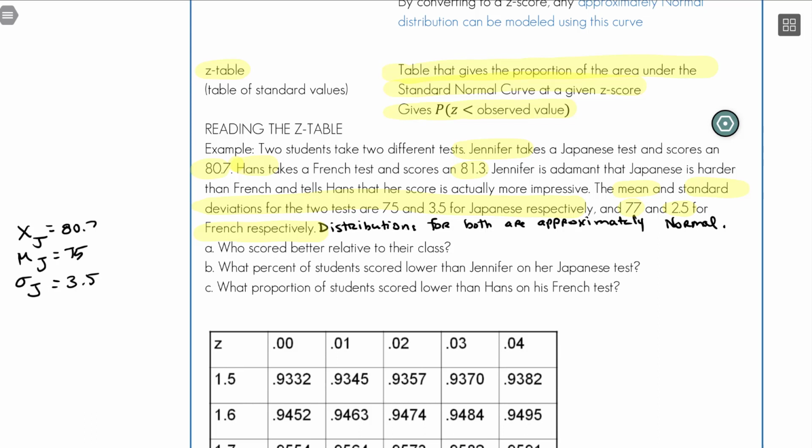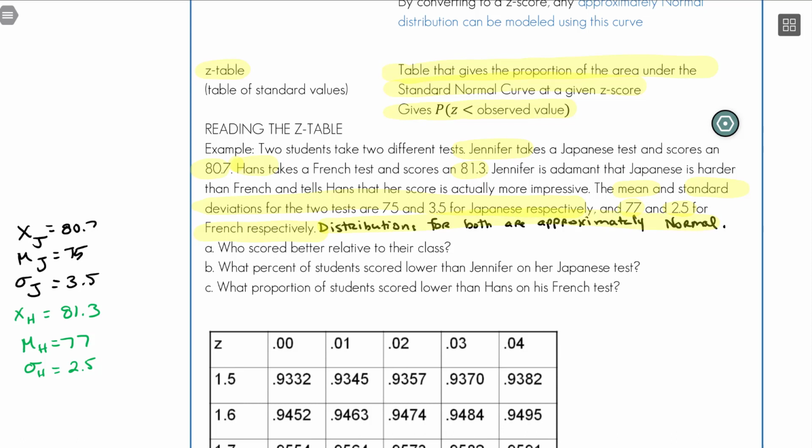For Hans, he scored an 81.3. The mean score on Hans's test was 77, and the standard deviation was 2.5. With those bits of given information, we know we can calculate z-scores, and maybe that's going to come in handy. But here's the next part that's important for us. The distributions for both are approximately normal.